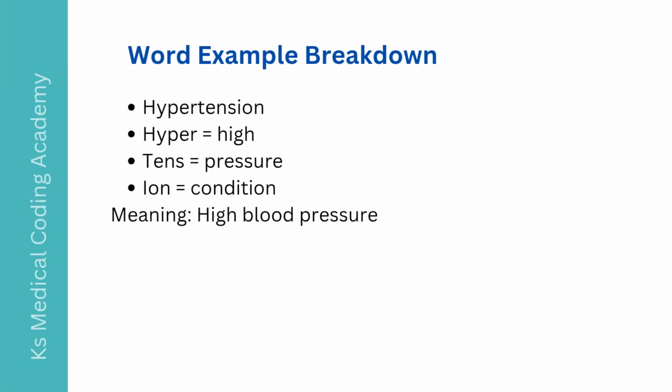Word example breakdown. Let's break one example. Hypertension. Hyper means high, tens refers to pressure, and ion means condition. So hypertension means high blood pressure. This is how simple word breaking can be.